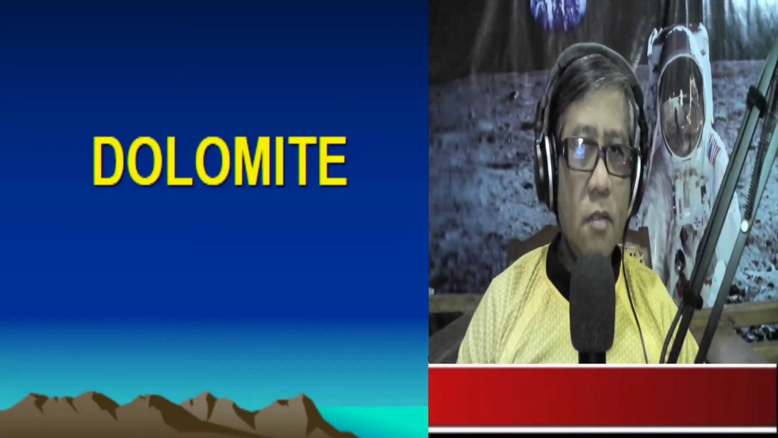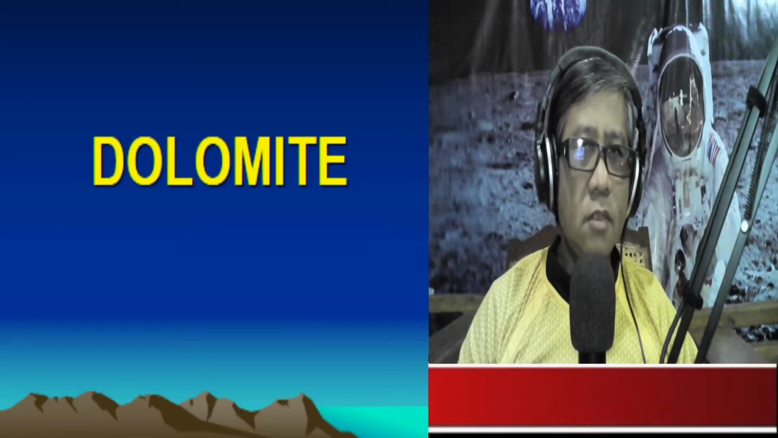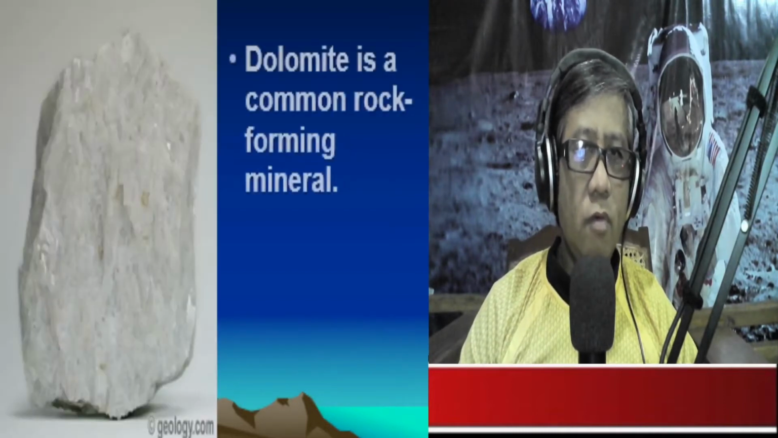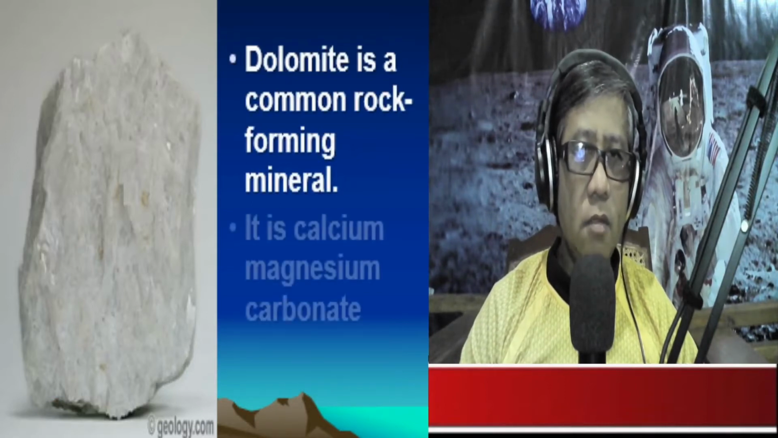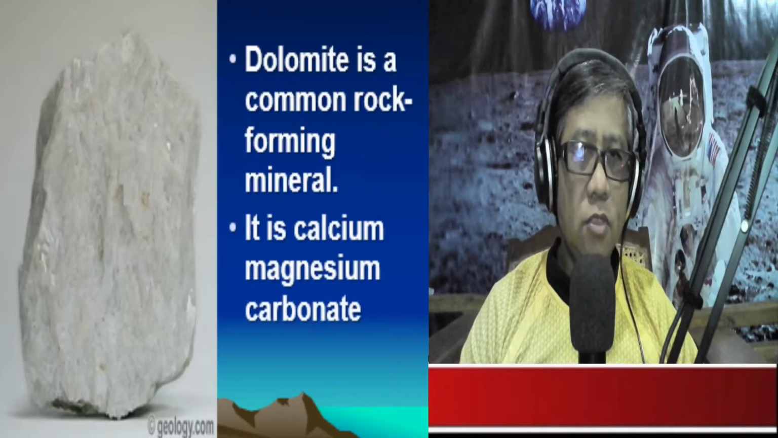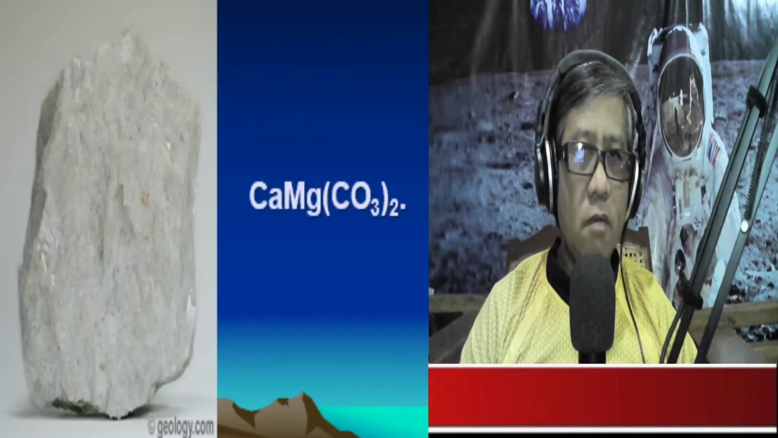Hello, greetings. So for this lesson, we shall now study this very controversial mineral known as dolomite. Now, dolomite is a common rock-forming mineral, and dolomite is made up of calcium magnesium carbonate. And this is the chemical formula of dolomite.